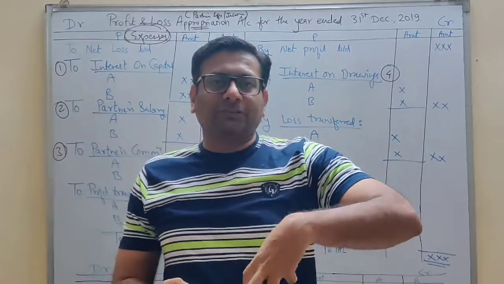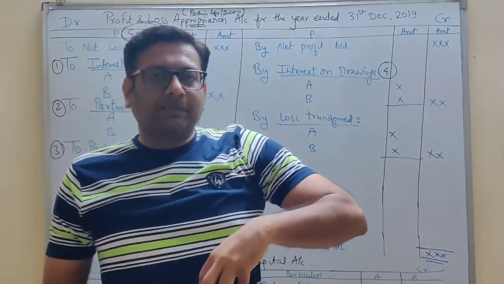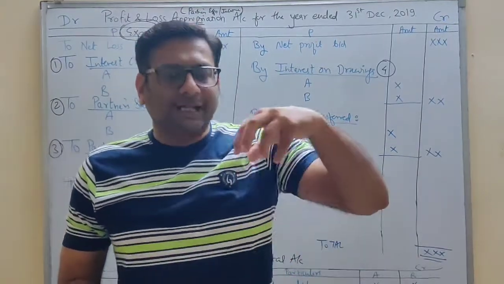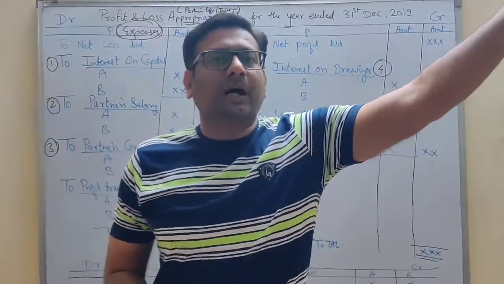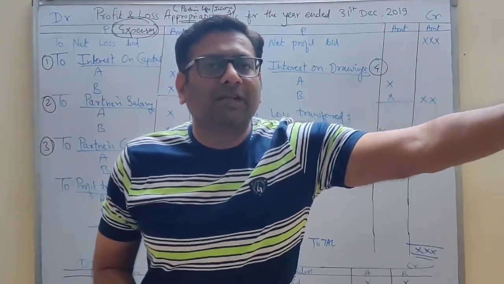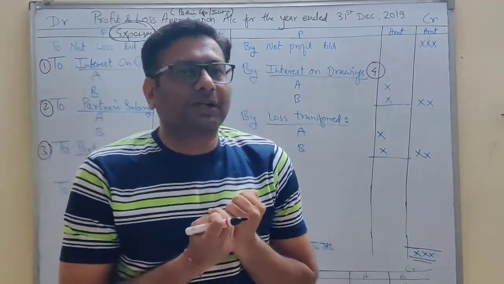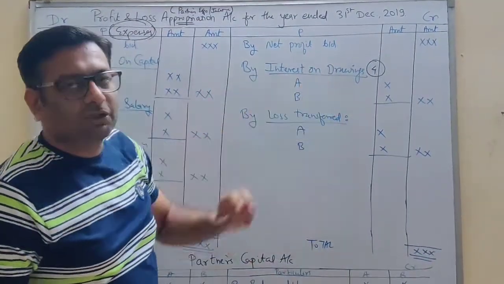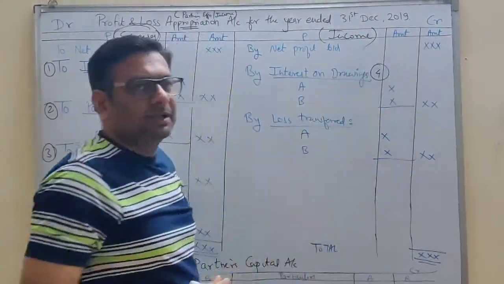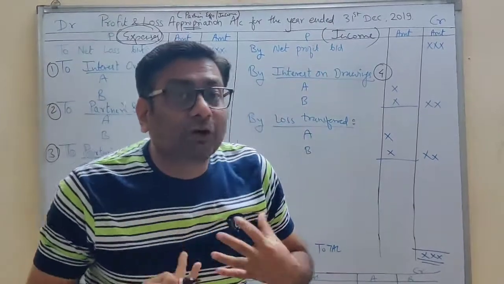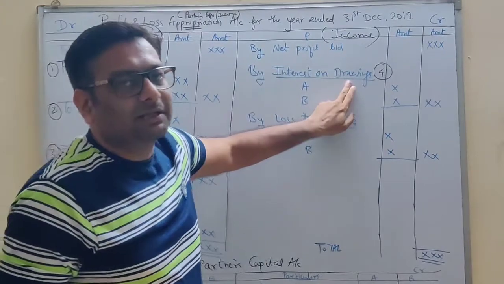Drawing means any amount which is taken by the partner for personal use. So this money which belongs to the business is being withdrawn by the partner for personal use. So if the partner is using money, he will have to give interest to the business. So we are receiving interest on the drawing. When we are receiving interest on the drawing, tell me students, it will become your income. It will be considered as income for the business. We are receiving interest on the partner's drawing.